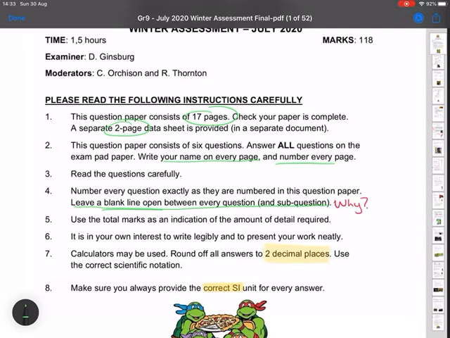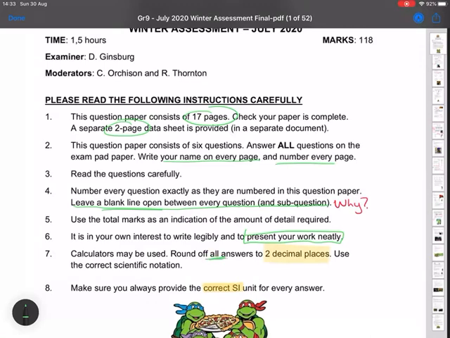Use the total marks as an indication of the amount of detail required. So for a 5-mark question, make sure you give us 5 marks of work. You can't give a 1-word answer and expect to get 5 marks. Write neatly and legibly and present your work neatly. By this, please lay out your work the way that we've shown you, especially for calculations. I'll talk more about that when we start doing calculations.